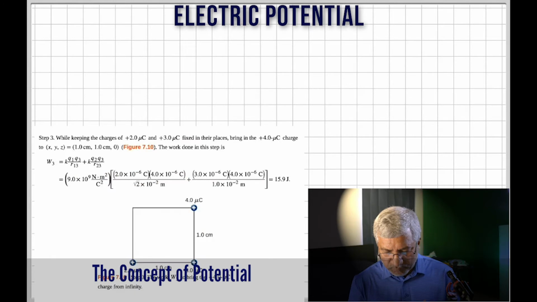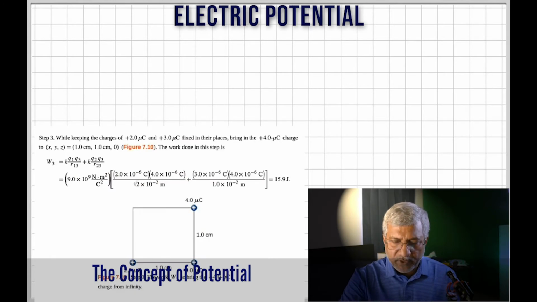And then to bring the 4 microcoulomb, since we've got to do work against both the others, there are 2 terms now. You see that? One is K Q1 Q3 by R13, and then plus K Q2 Q3 by R23. All right? So in this case, when you substitute the numbers, we're going to get 15.9 joules.